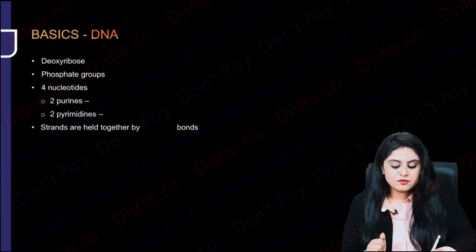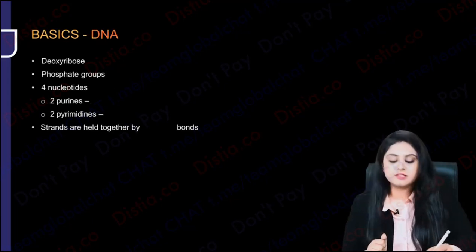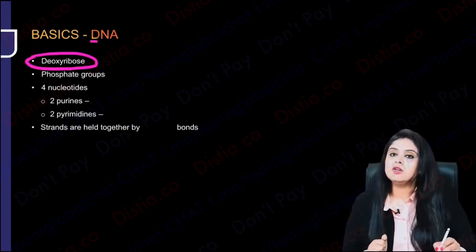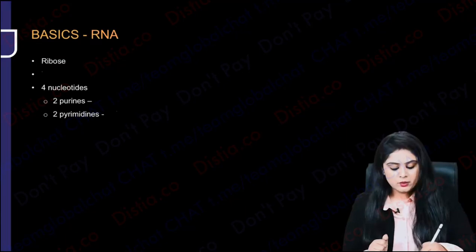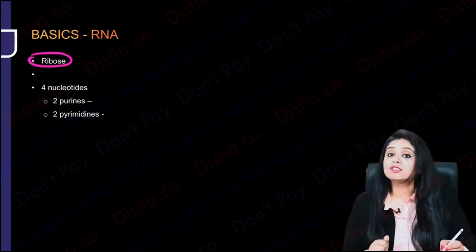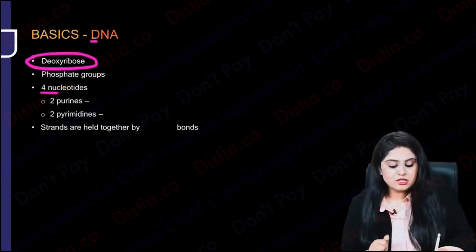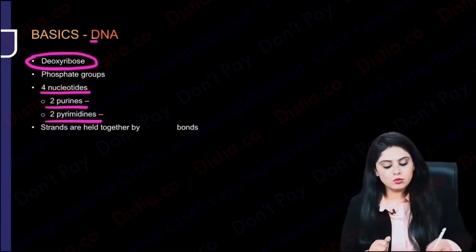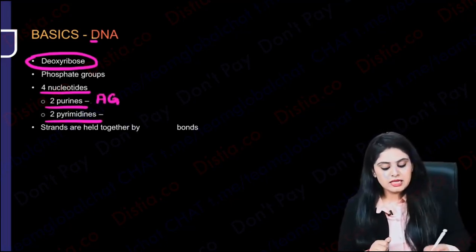If I have to ask you the difference between a DNA and an RNA, the first thing that you'll say is deoxyribonucleic acid. So it's going to have a deoxyribose sugar entity, whereas when I talk about RNA, that is going to have only a ribose sugar entity. What's the next difference? The difference is between the nucleotides. Both of them have two purines and two pyrimidines. I think all of you know that the two purines are going to be A and G, and the pyrimidines are going to be C and T.